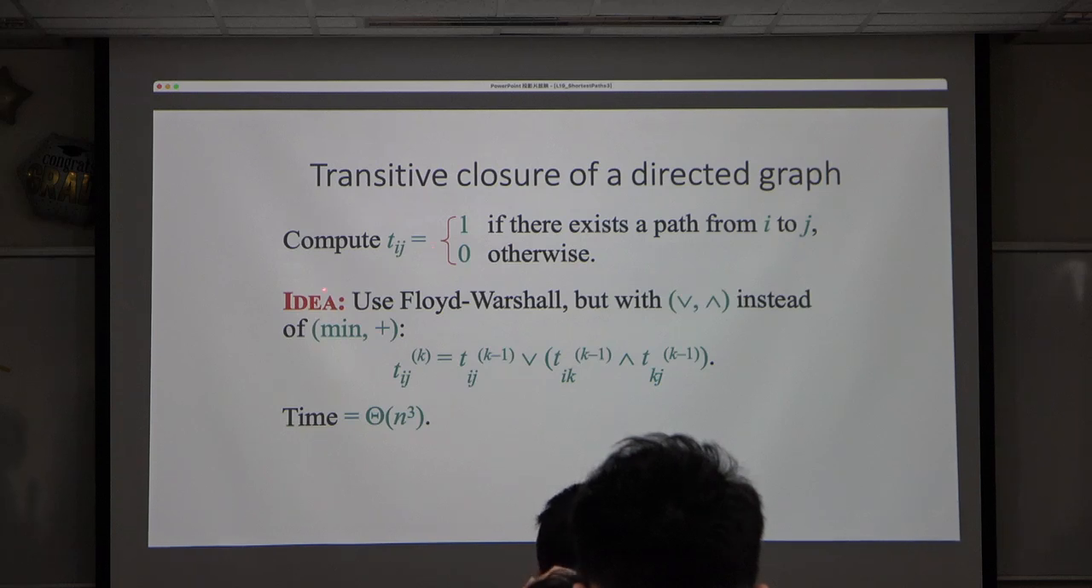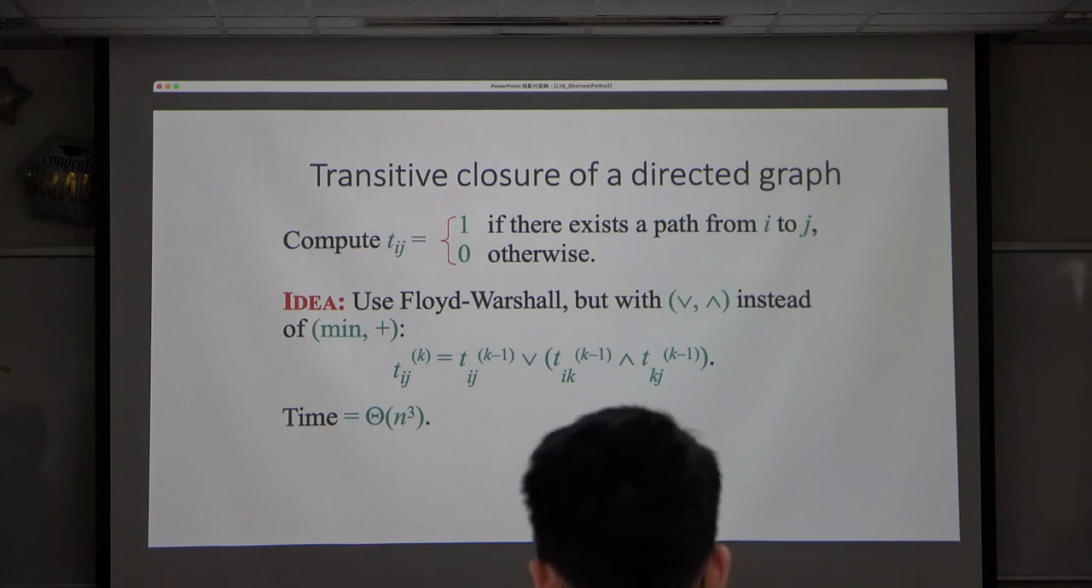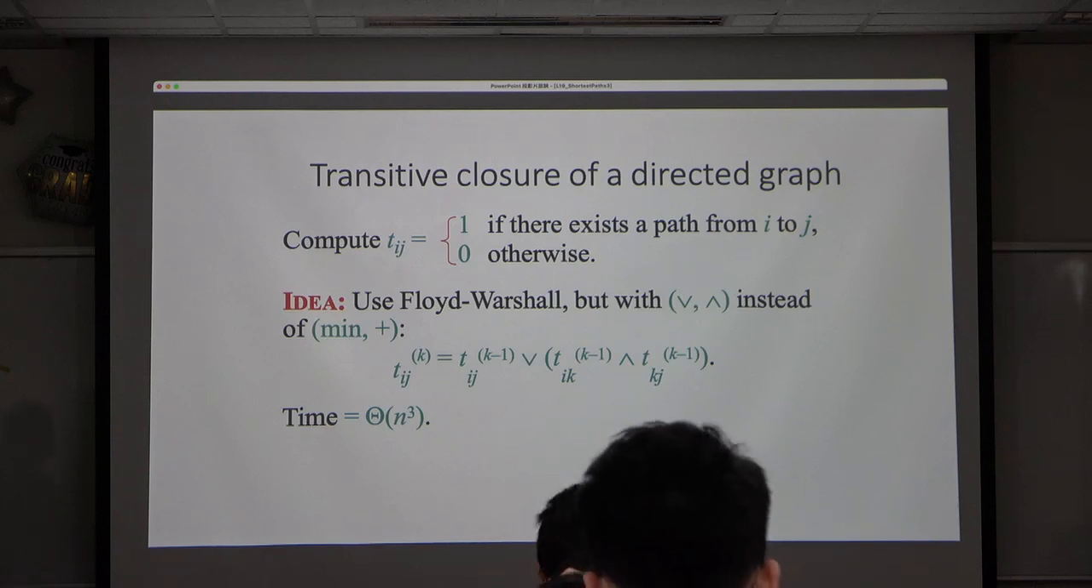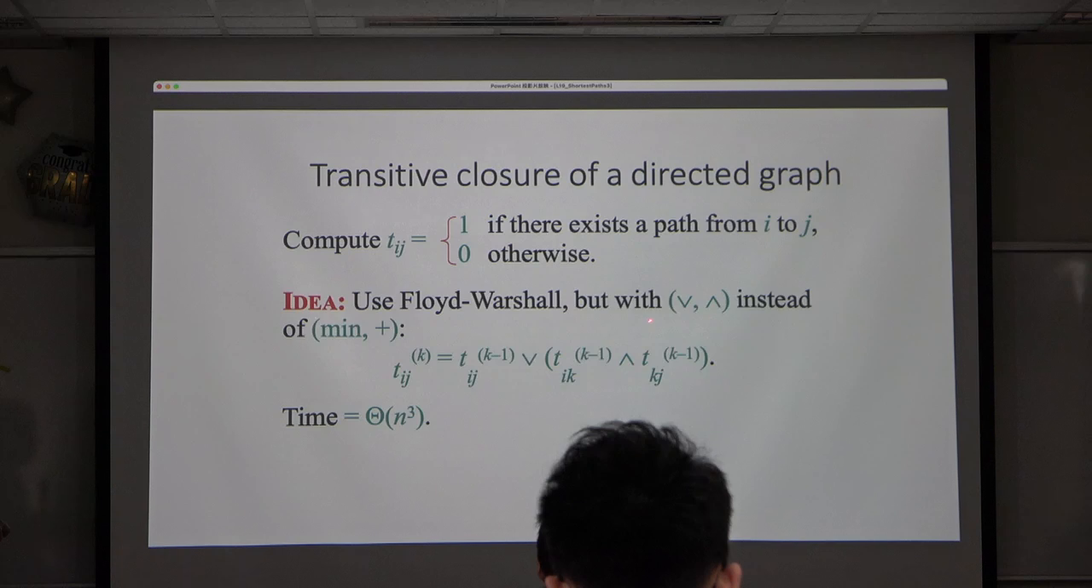So you can use exactly Floyd-Warshall, but use OR and AND. You don't need to compute the value. You just need to remember whether there is a way to go from I to J. So use a Boolean operation. It's good enough. Don't use a min and a plus. Use OR and AND. That's good enough.